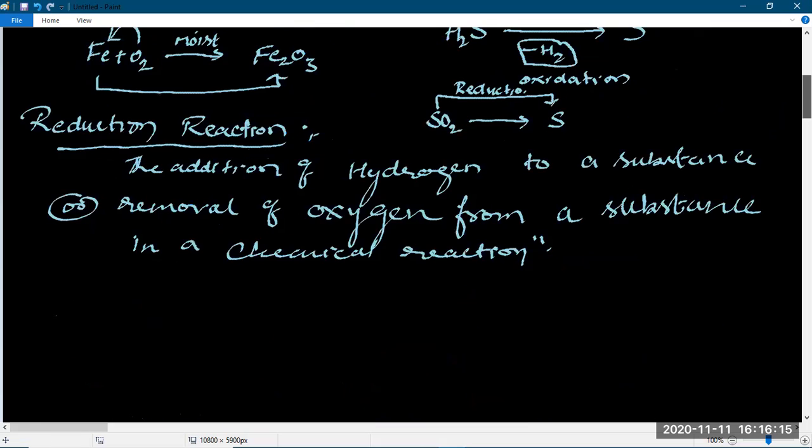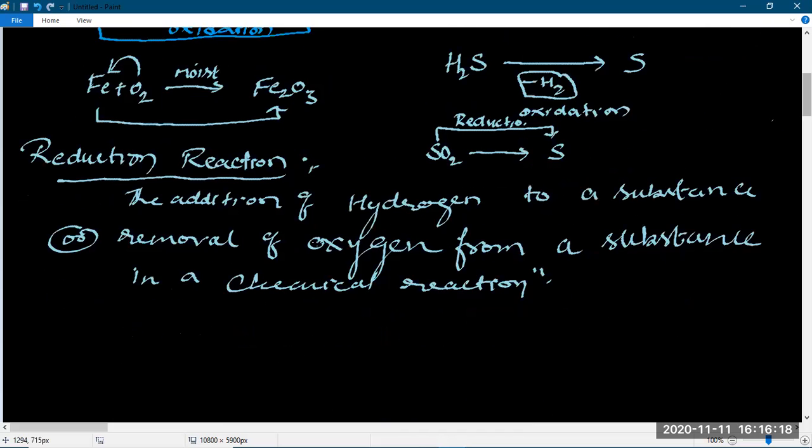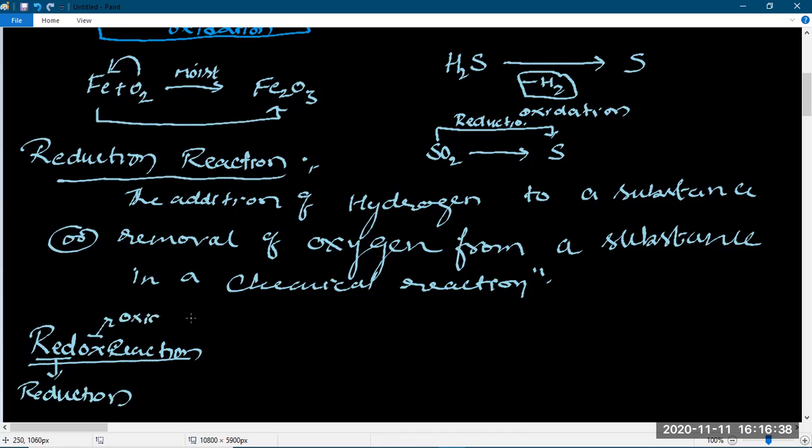If a chemical reaction in which both reactions take place simultaneously, then that is what we call a redox reaction. Here red represents reduction. Ox represents oxidation. What does a redox reaction mean? A reaction in which both oxidation and reduction have taken place. The reaction in which both oxidation and reduction take place simultaneously, such kind of reactions are called redox reactions.